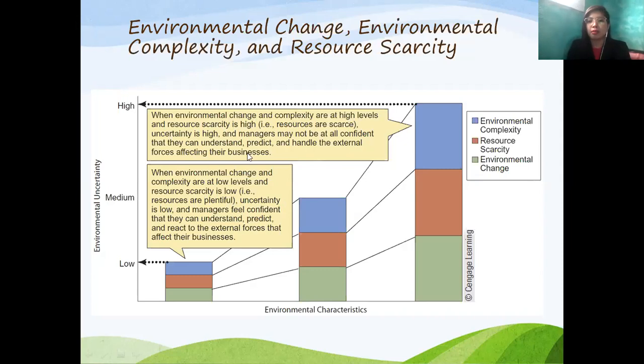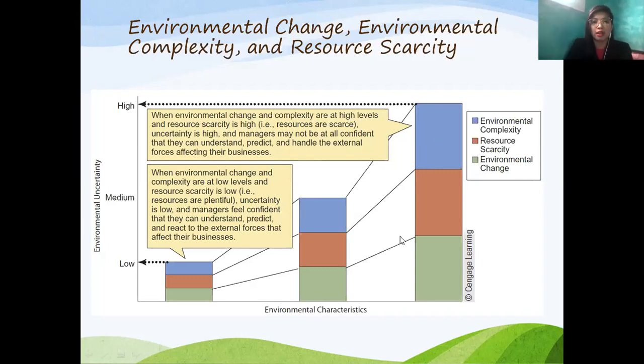So maybe they have problems in communication, in processing all the operations within the organization. So that's why the level of uncertainty or the environmental uncertainty is very high as well.